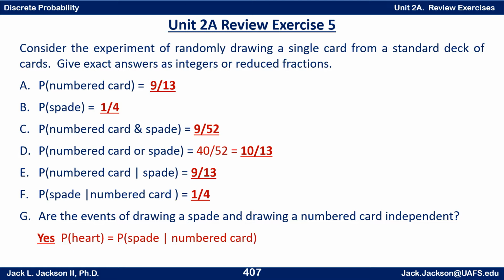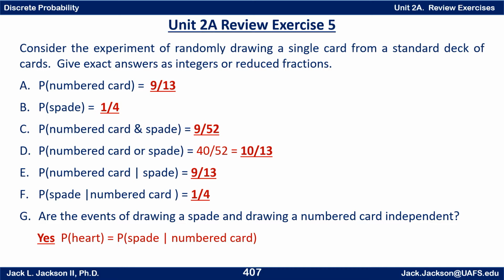What about the probability of a spade? Well, 1/4 of all the cards are spades, so the probability is 1/4. As an unreduced fraction, that would be 13 over 52, reduces to 1/4. The probability that it's a numbered card and a spade, well, let's see, there are 9 numbered cards which are spades, so that's 9 for the numerator and 52 for the denominator, so 9/52 is that probability.